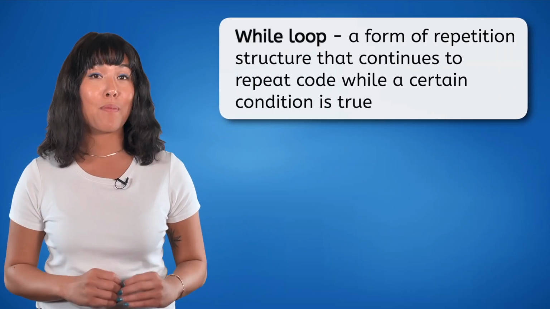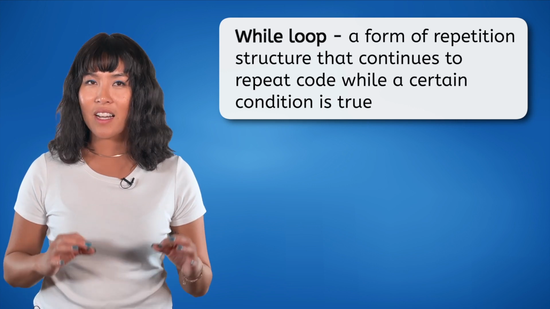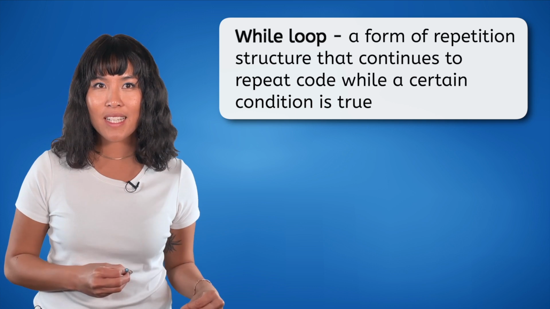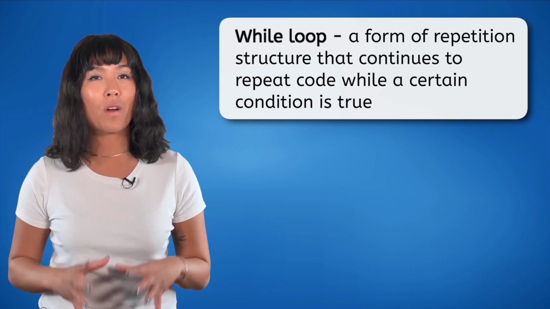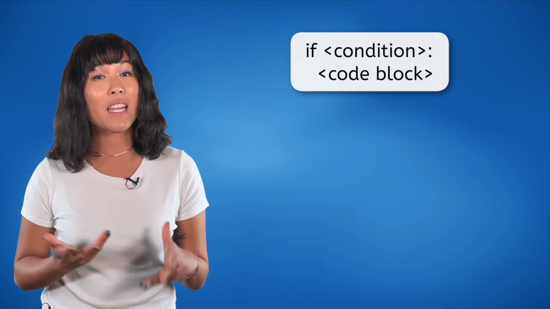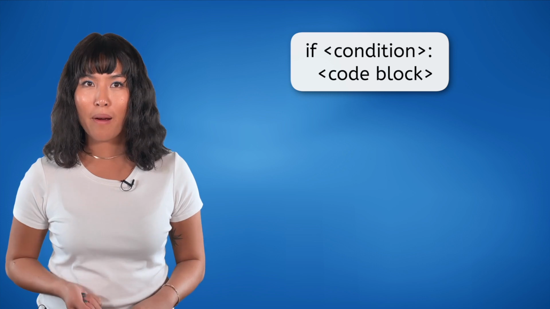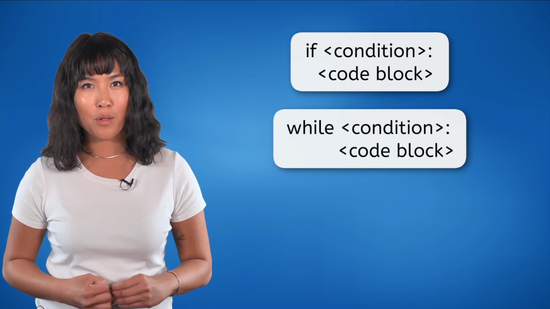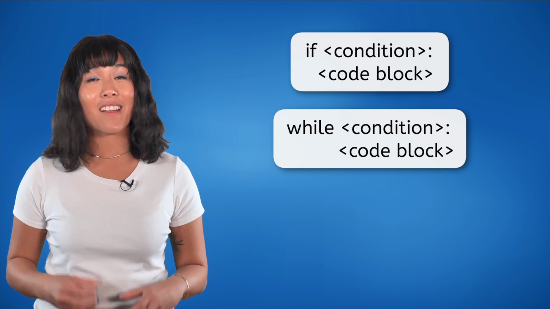While loops are a type of repetition structure, a coding structure that continues to repeat code while a certain condition is true. Once that condition becomes false, the code stops repeating. Similar to an if statement, which has two parts, the condition and the code block, a while loop also has a condition and a code block.